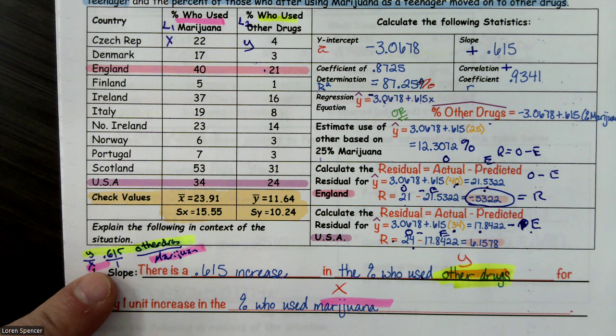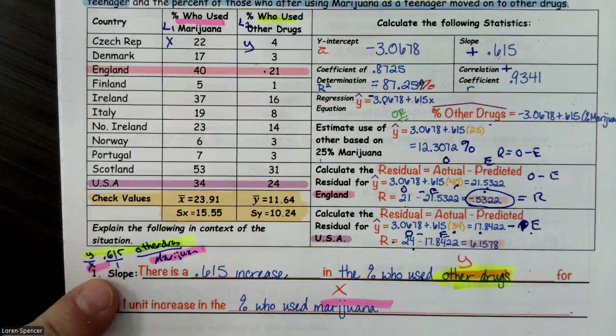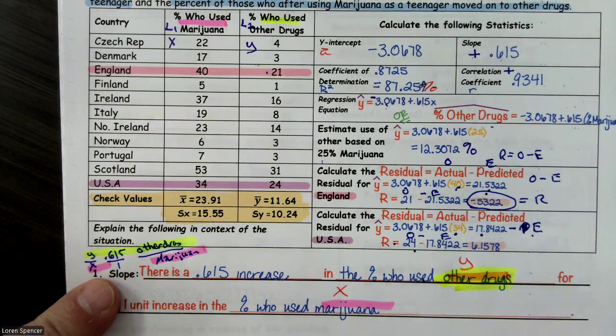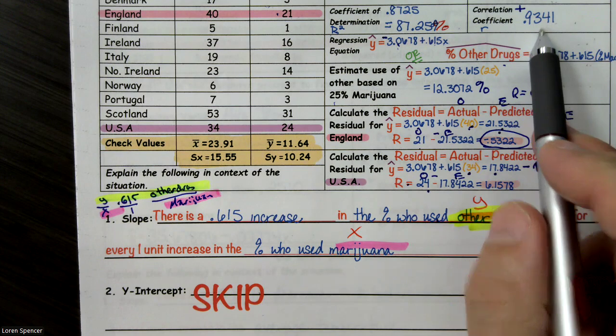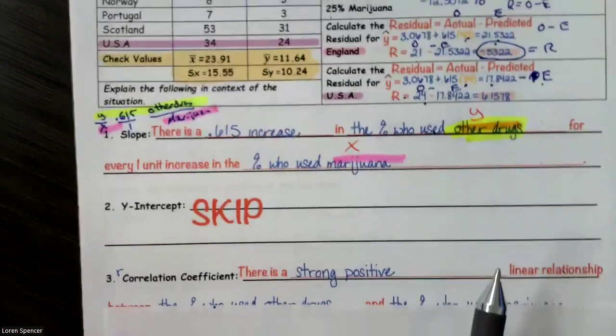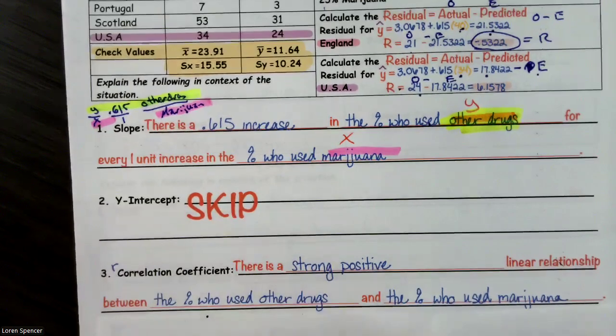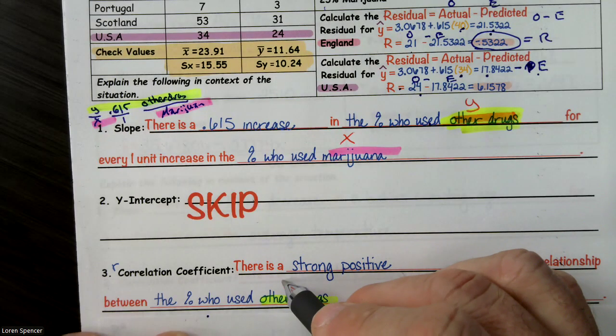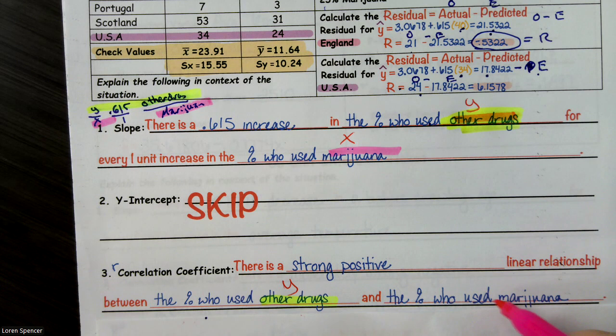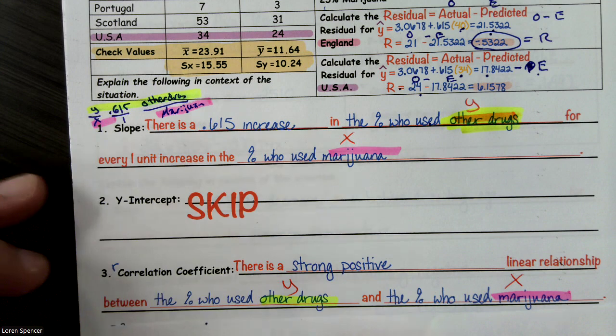Correlation coefficient. On the correlation coefficient, we ended up with a positive 0.934. So there's a strong positive, because this is a high percentage. So there's a strong positive linear relationship between those who use other drugs, in other words, between our Y and our X.